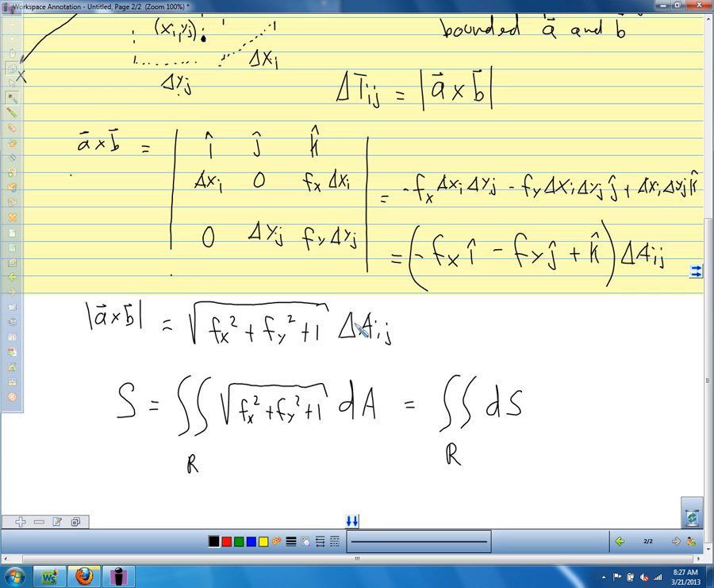But this is our expression for the surface area of this function f of x, y bounded by some region in the xy plane. So any questions on our development? Using that little piece of the tangent plane and then summing the areas of those little pieces of the tangent plane.